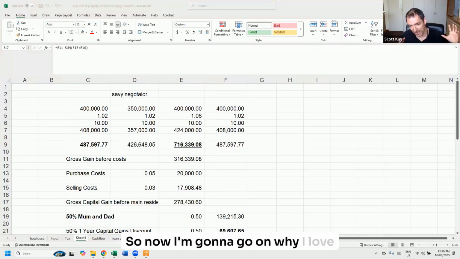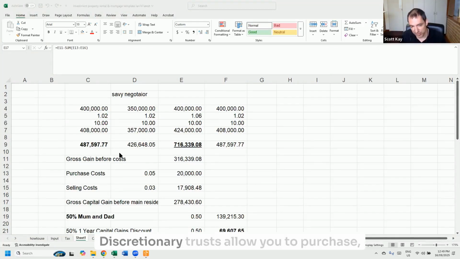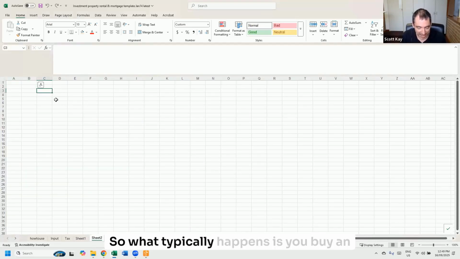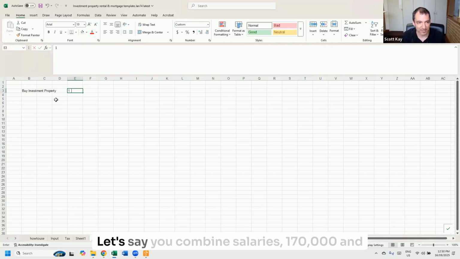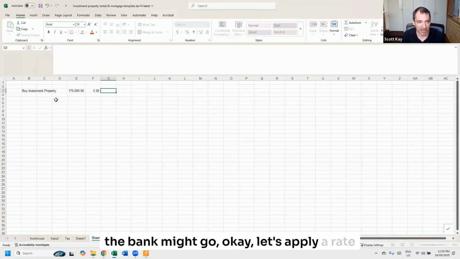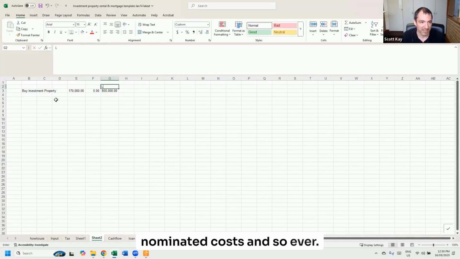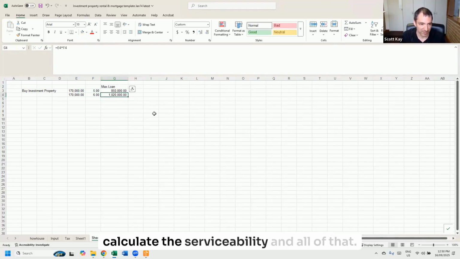So now I'm going to go on to why I love discretionary trusts and super funds with tax. Discretionary trusts allow the lender to forget about all of your borrowing. So what typically happens is you buy an investment property or house and the bank asks, what's your salary? Let's say you combine salaries of 170,000, and the bank might apply a rate of 5 times your income because you've got nominated costs and so forth. And that's your maximum loan. That's just a rough guide, but we can help calculate your serviceability and all of that.